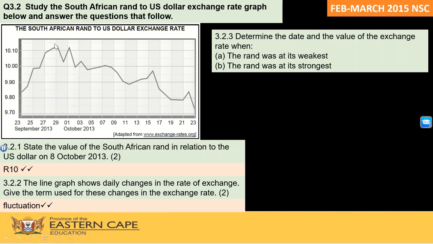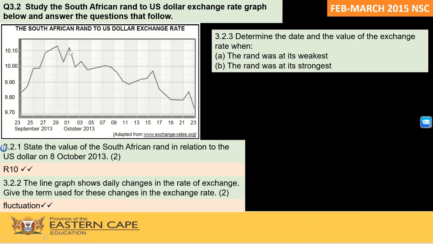So the top point of your graph is there where I'm showing you on the 29th of September. And you will see that the value there was over 10.10. But is that when the rand was at its weakest or at its strongest? The other value that I just want to indicate to you there is where it was at its lowest on the 23rd of October, where that was just over 9.75. But again, I want to ask you, is that when the rand is weak or strong?